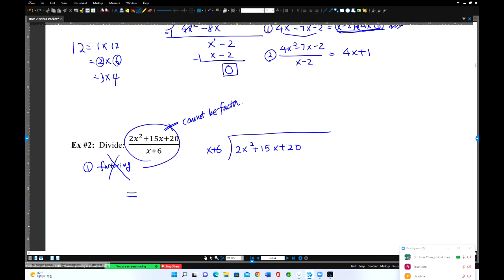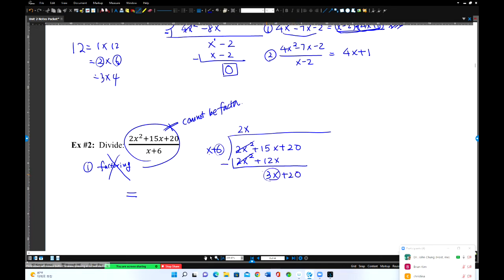First of all, to get 2x squared, you multiply x times 2x over here. X times 2x is 2x squared, right? Our first goal is we take out the first term, 2x squared. But when you have a 2x, we still have 6 times 2x, which is 12x. Minus 15x minus 12x is 3x plus 20.